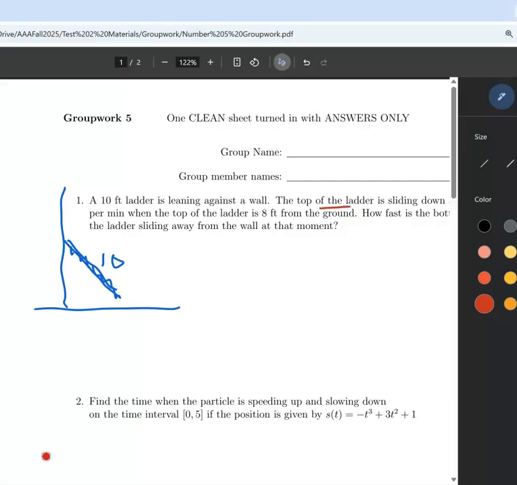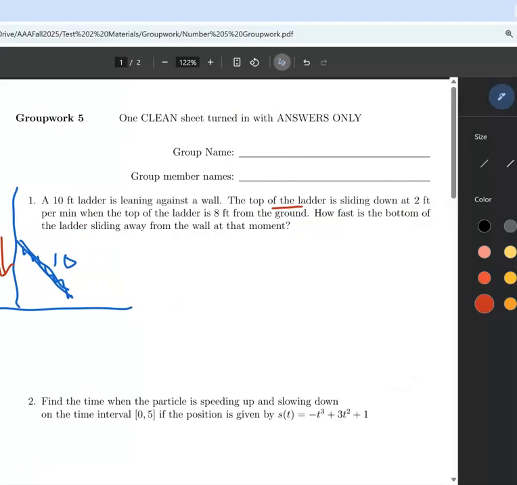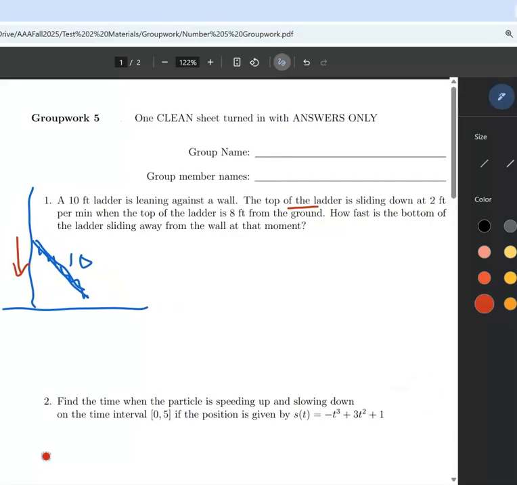The top of the ladder is sliding down, so I'm going to put a letter here, and they tell me at 2 feet per minute. So we do not put the 2 feet per minute in that picture. What we want to do is label that side as y and say that dy over dt is 2, and not just 2, but -2, because that length of y is getting smaller.